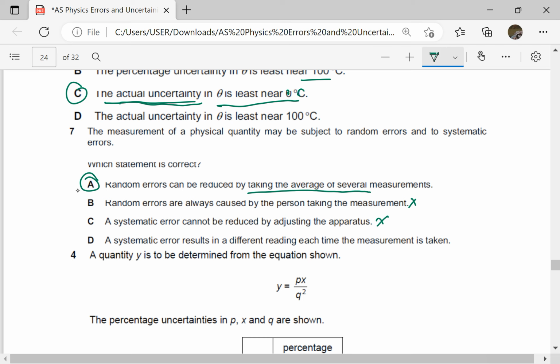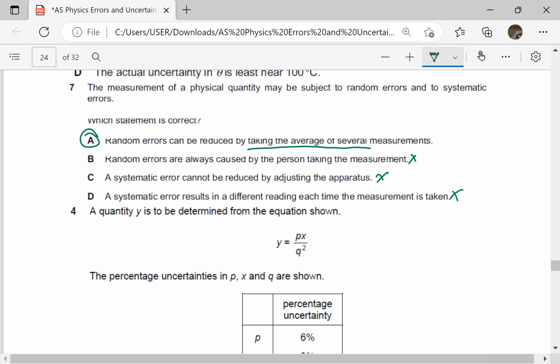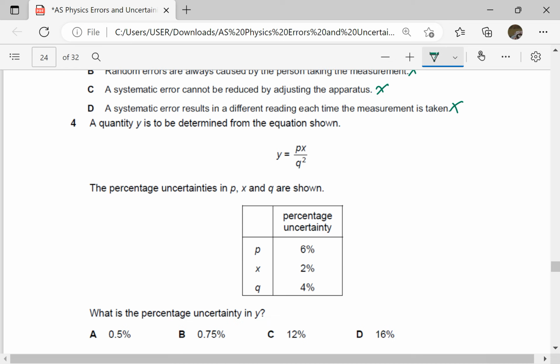A systematic error results in a different reading each time. That's not true. A systematic error results in a different reading each time the measurement is taken. Not at all. It results in the same reading but deviating from the true value.